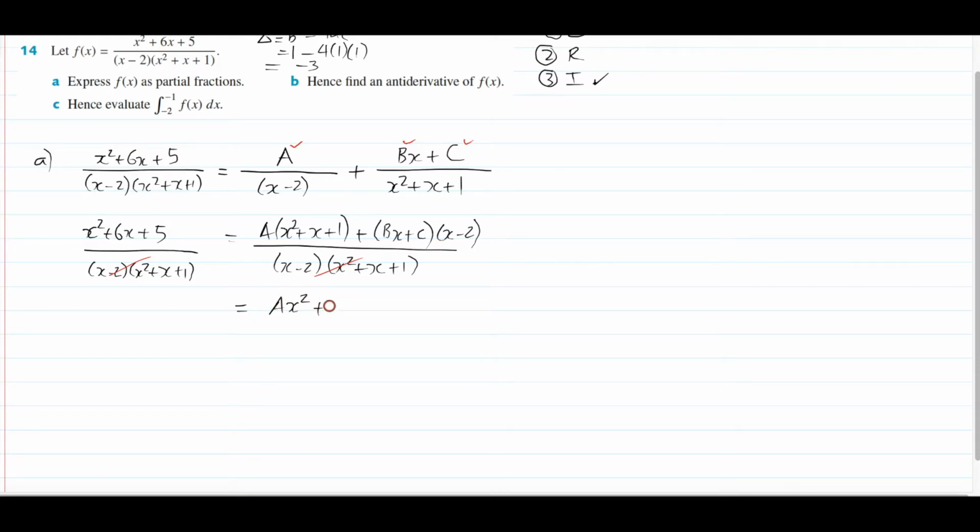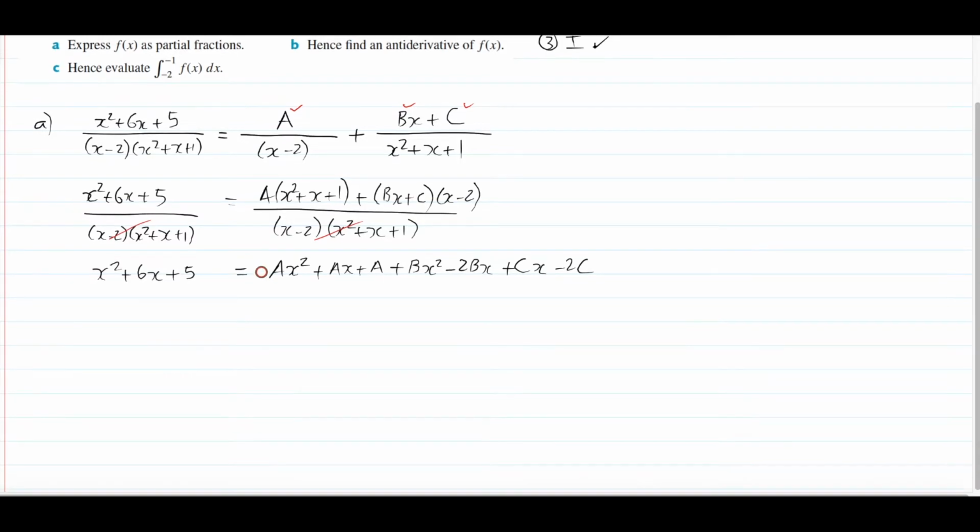Okay, let's expand. Ax squared plus Ax plus A plus Bx squared. So Bx times x is Bx squared. Bx times negative 2 is negative 2Bx. And then of course we expand the C as well. That is Cx minus 2C. And of course that is equal to x squared plus 6x plus 5.